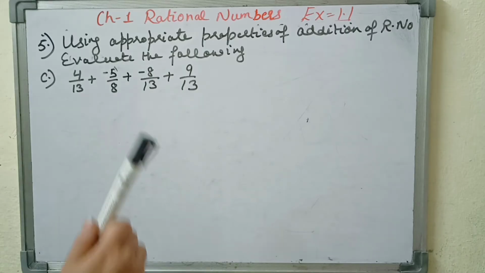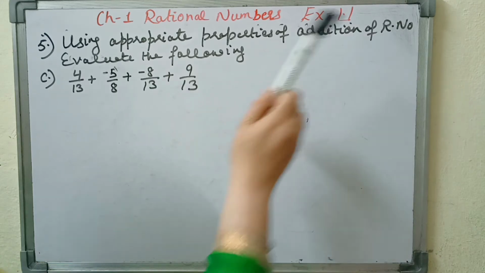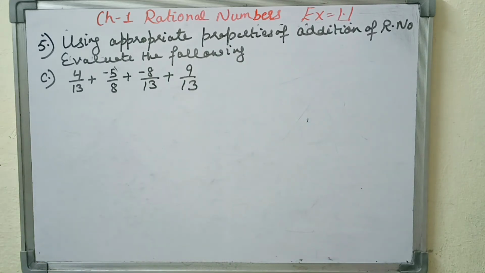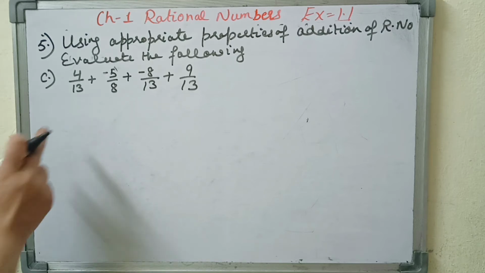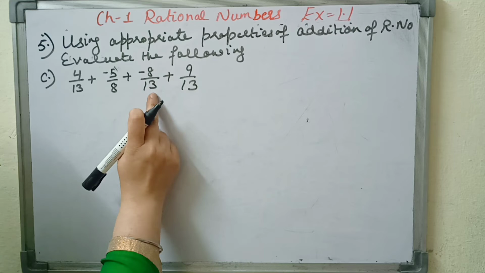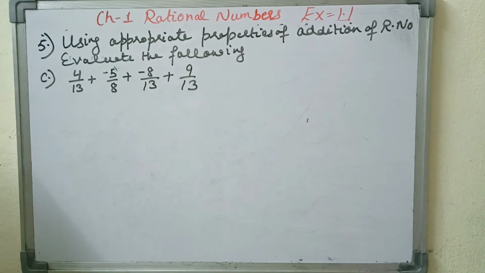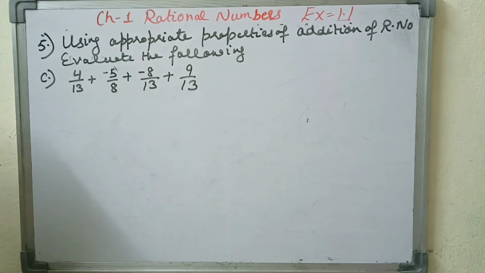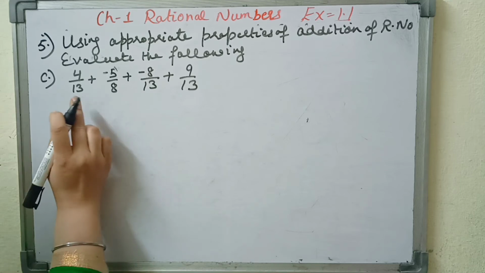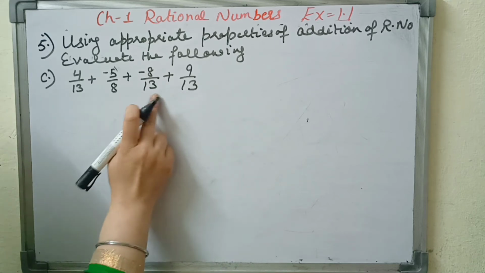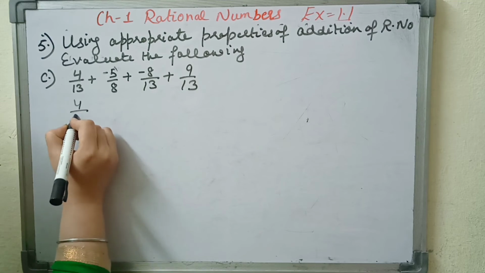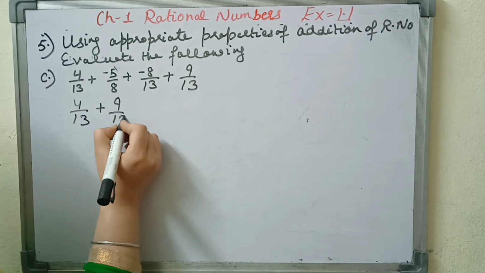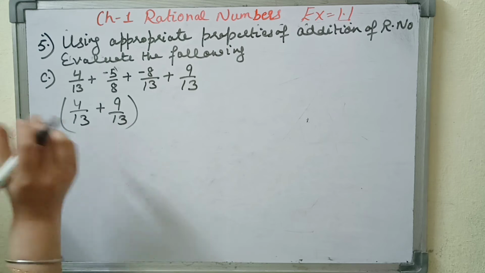Fifth sum is, using appropriate property of addition of rational numbers, evaluate the following. And the C part is 4 over 13 plus minus 5 over 8 plus minus 8 over 13 plus 9 over 13. Now, everybody knows, according to the associative property, we can add by grouping them in different ways. So, I will take the positive numbers in one bracket and the negative numbers in another bracket. Now, 4 over 13 plus 9 over 13, I put in one bracket.